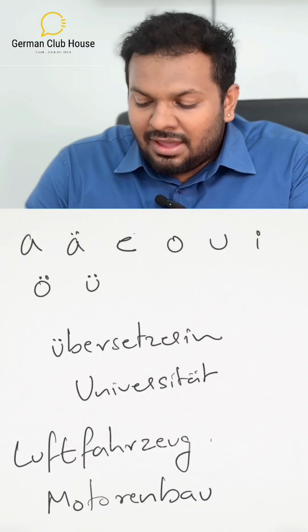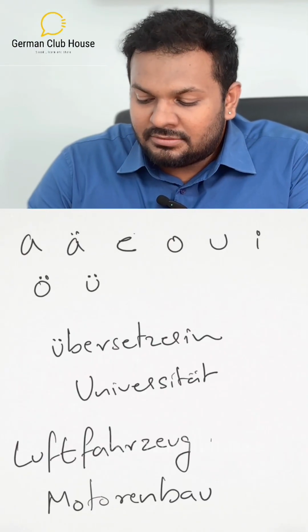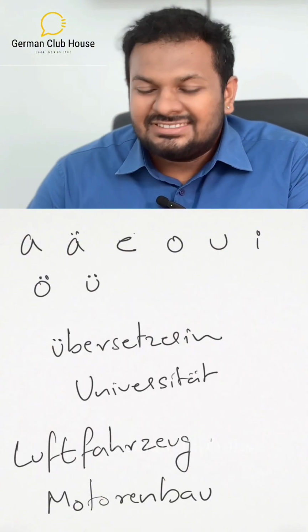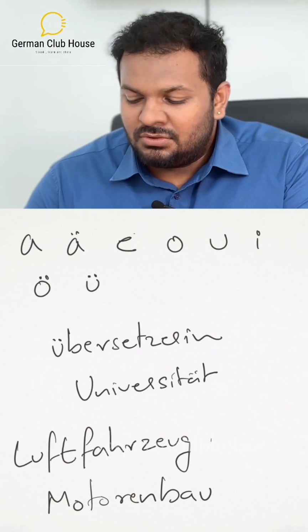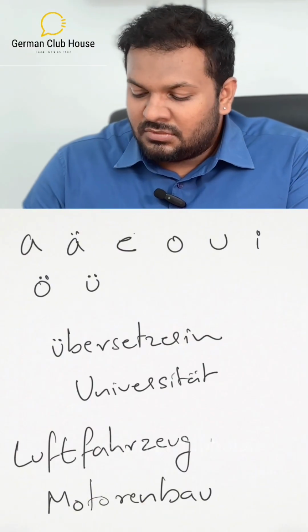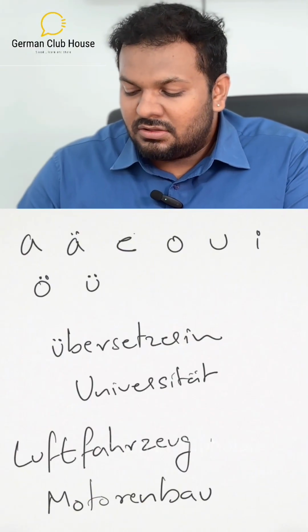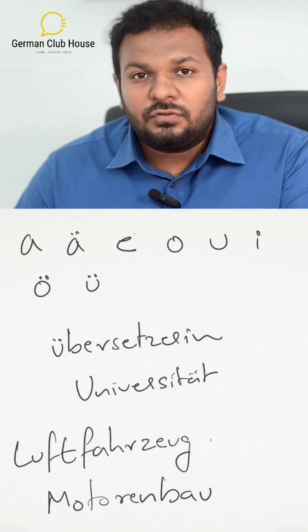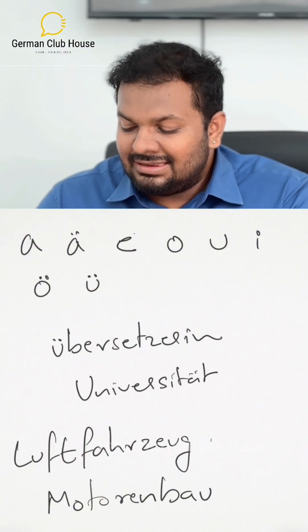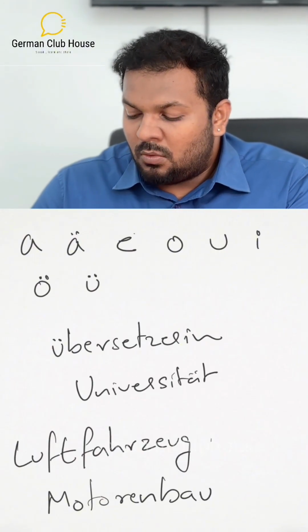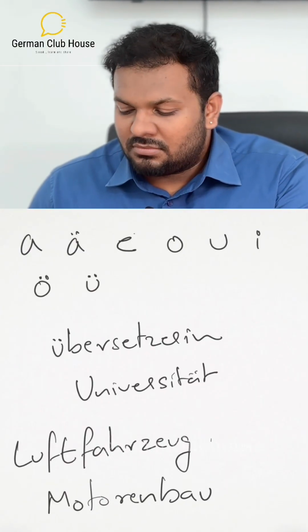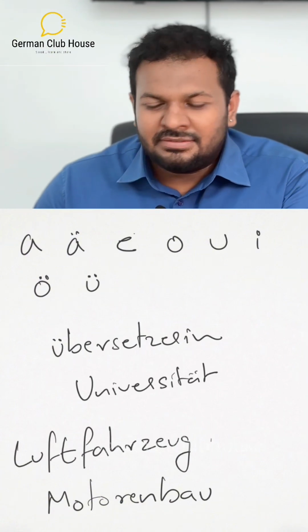So we say über, or Übersetzerin. See? Universität. Not Universitat, Universität. Or if I have to speak about pronunciation, let me do this one. So it's Luft, Fahr, Zeug. Luftfahrzeug. Yeah? Motorenbau. So it's Luftfahrzeug, Motorenbau. That means aircraft, engine construction.